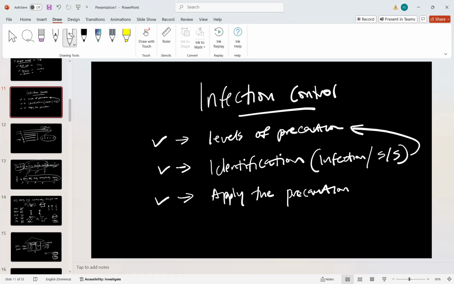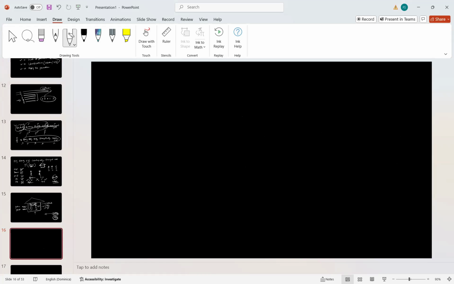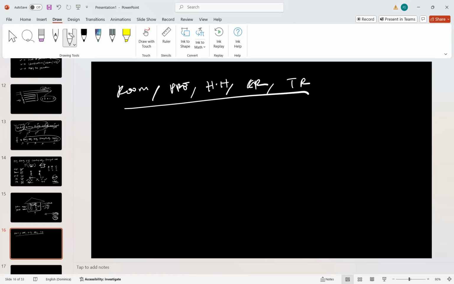But the last part is understanding what the NCLEX tests related to the infection, which I've listed everything. Either the NCLEX is testing the room, the PPE, the hand hygiene, the quarantine rule, or the transport rule. We have all these five things that you need to know.